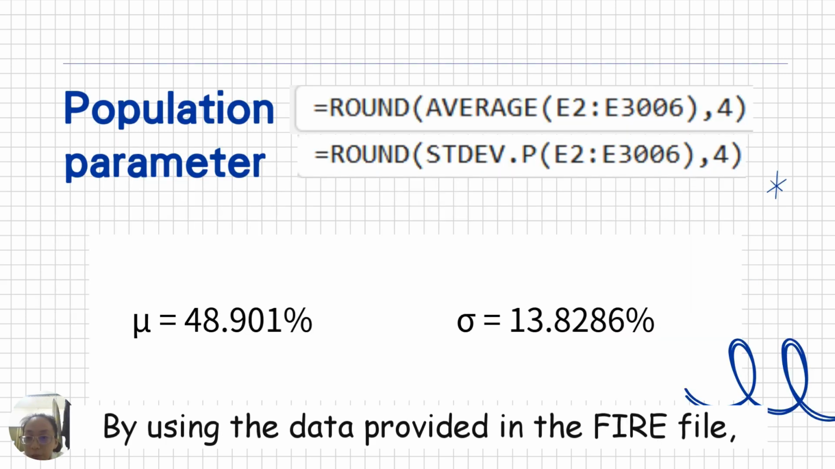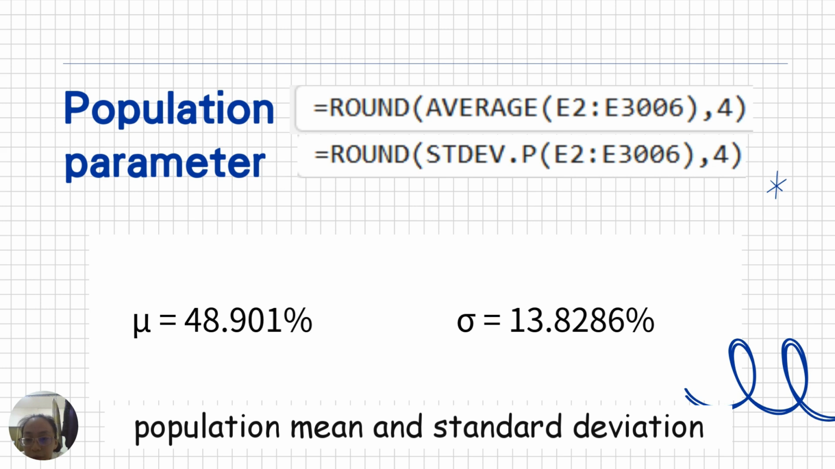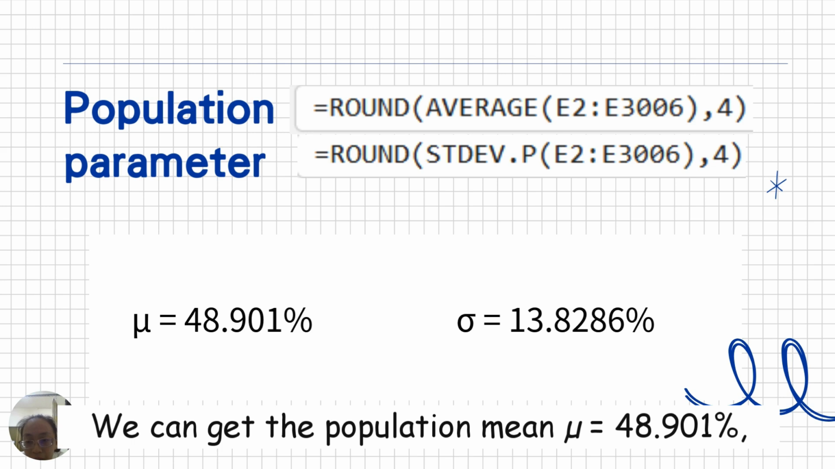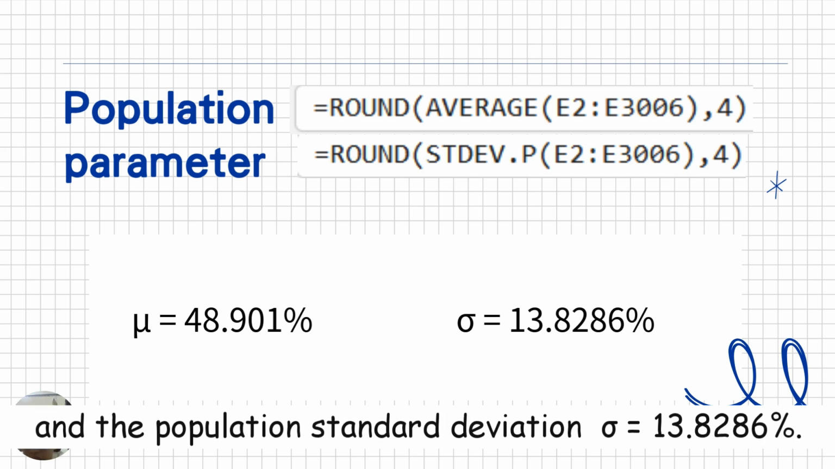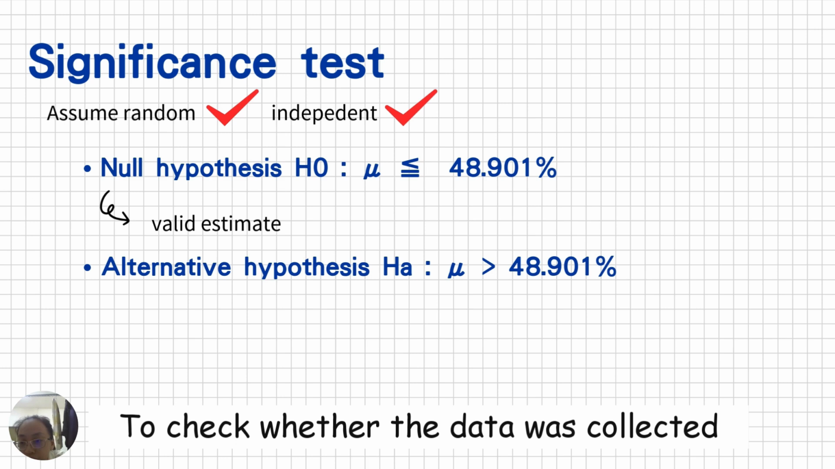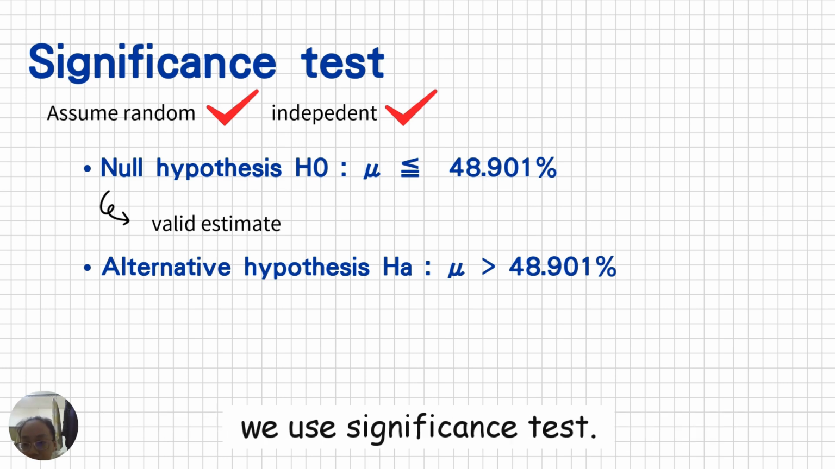By using the data provided in the fire file, we can use these two formulas to calculate the population mean and standard deviation to four decimal places. We can get the population mean, mu, equal to 48.901%, and the population standard deviation, sigma, equal to 13.8286%.